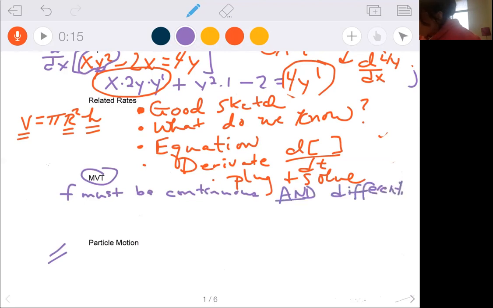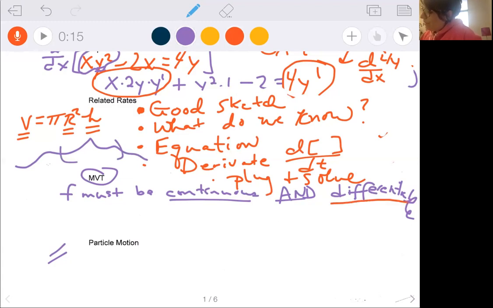Remember, if it's just continuous, that doesn't cut it. So if it goes like this and then there's a cusp or whatever, I can't apply the mean value theorem on any interval that contains that place where the derivative doesn't exist. If the function's differentiable, however, differentiability implies continuity.